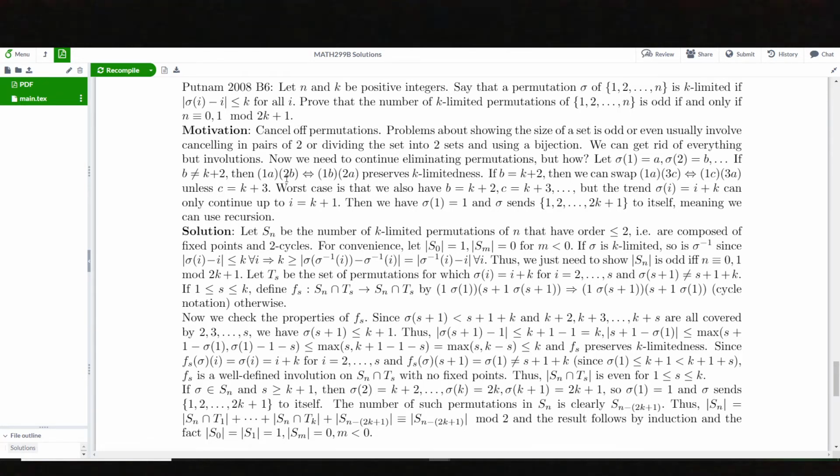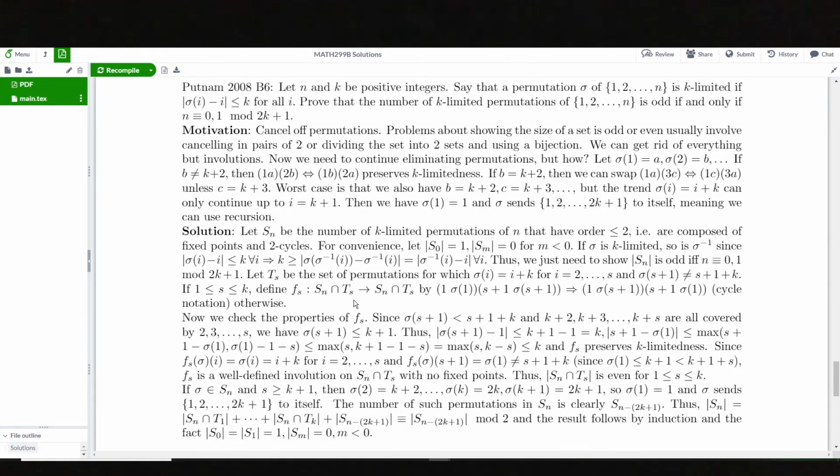And how do we define this swapping formally? We define it in terms of a parameter s. T_s is a set of permutations for which i gets sent to i plus k for i equal to 2, 3, 4, all the way up to s, and then s plus 1 does not get sent to s plus 1 plus k. It's the one element that we get to swap. So then we define the function f_s on the set S_n intersect T_s to itself by this, which is cycle notation.